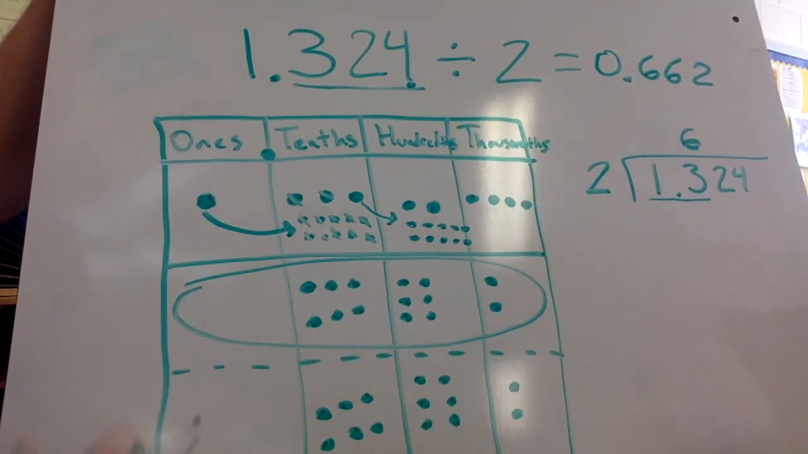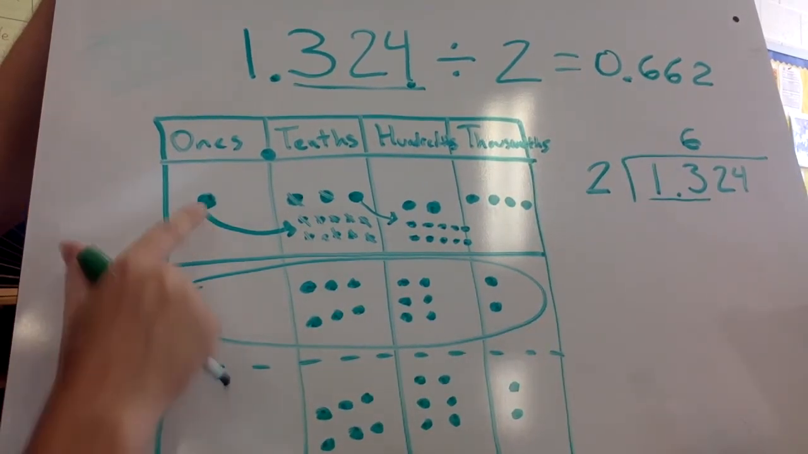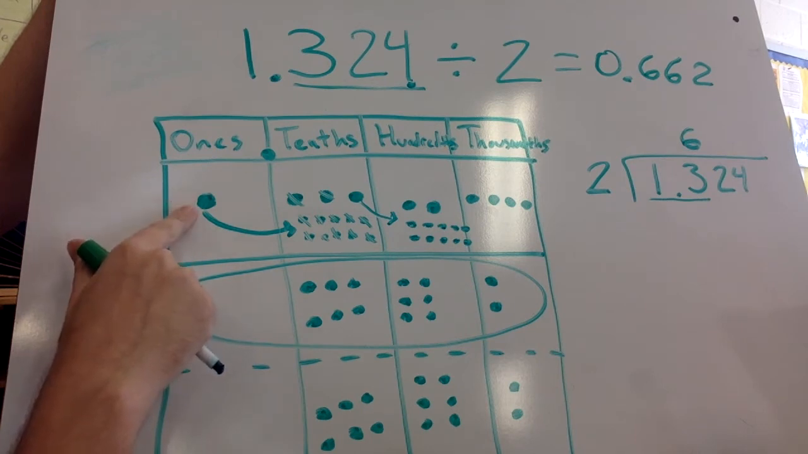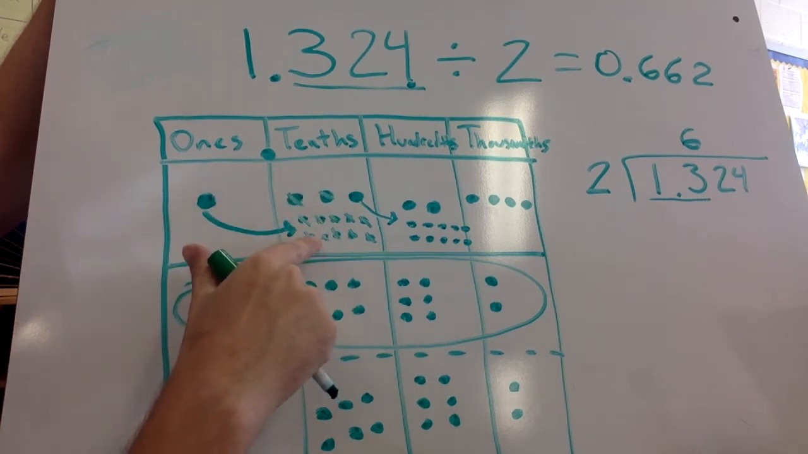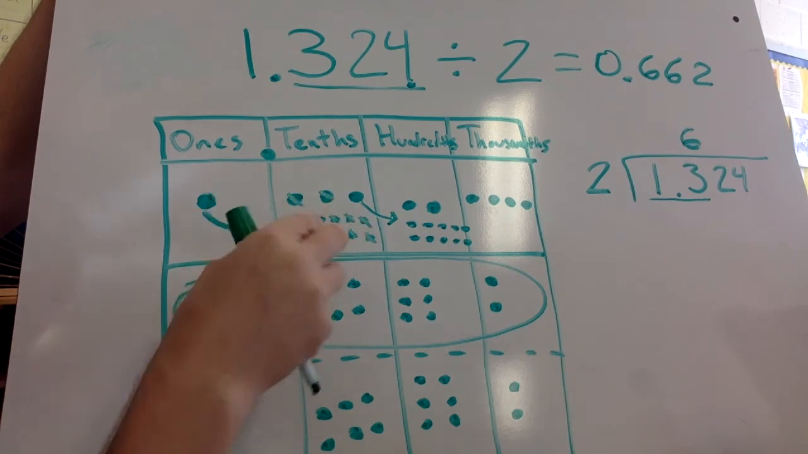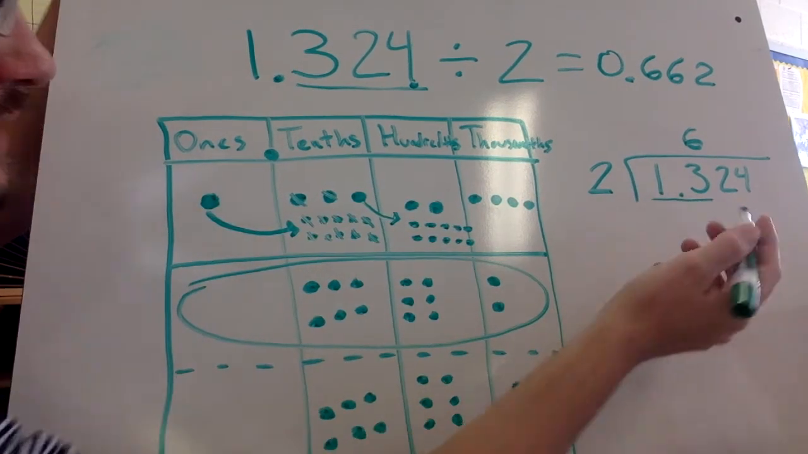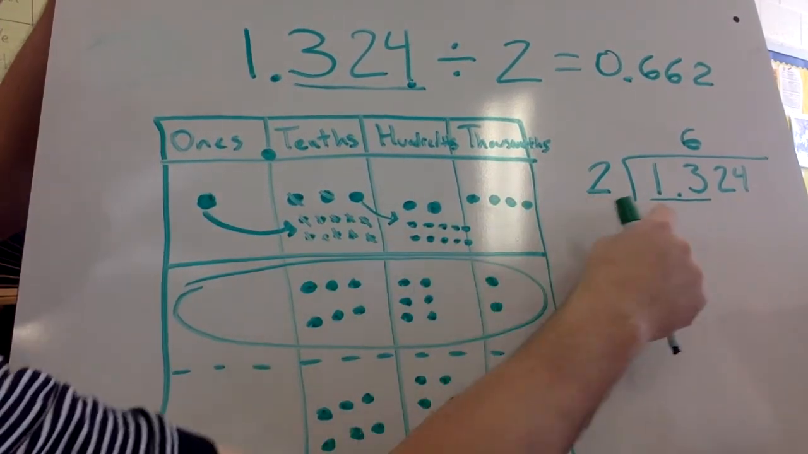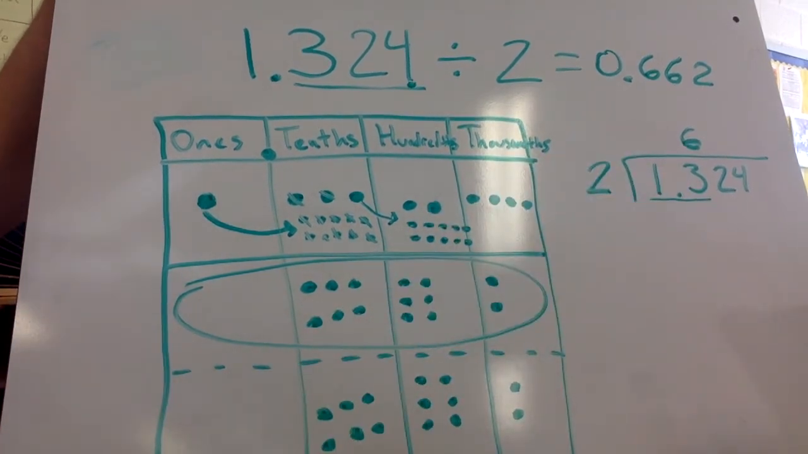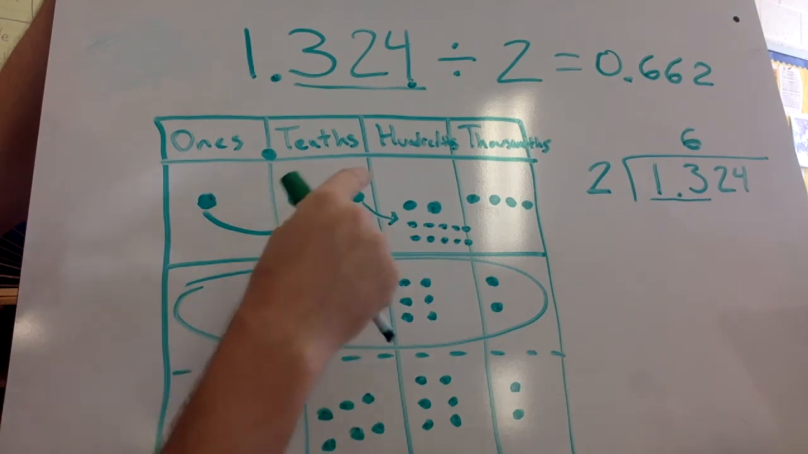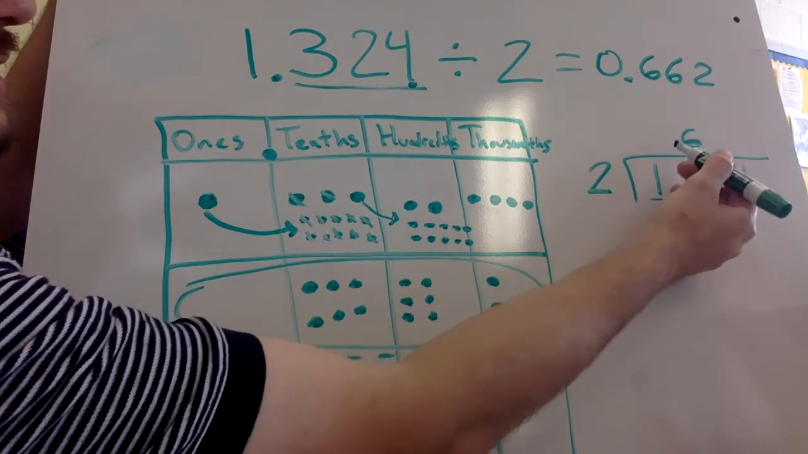What I just did was the same thing I did over here. I said, well, I'm going to just take this 1 and move it over to the tenths and become 10 more tenths. So I've got 13 tenths. That's what I did right here. I took 2 into 13 tenths. And I found out that I could put 6 in there, but I would still have 1 left over. So watch. Let's check it.